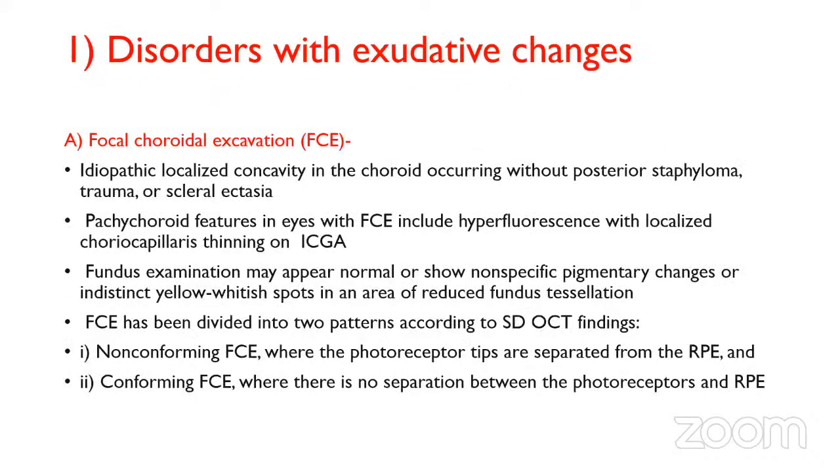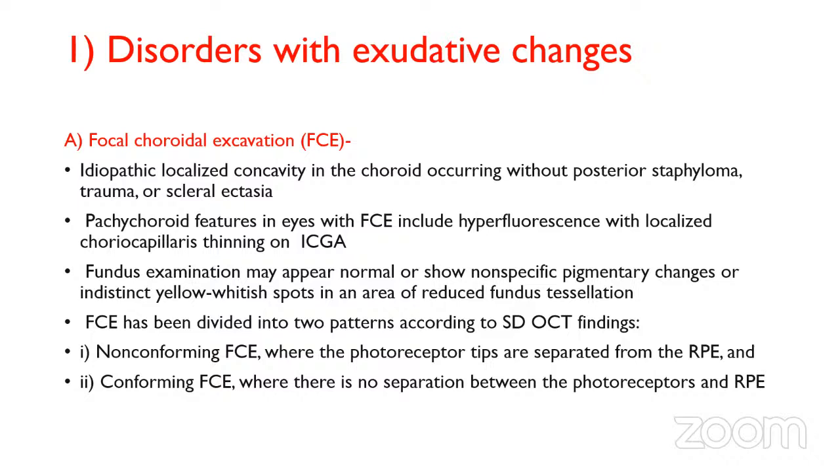So first come disorders with exudative changes. Number one is focal choroidal excavation. In this, there is idiopathic localized concavity in the choroid occurring without any posterior staphyloma, trauma, or scleral ectasia. Pachychoroid features in eyes with FCE include hyperfluorescence and localized choriocapillaris thinning on ICGA. Fundus examination appears normal or can show non-specific pigmentary changes like indistinct yellowish white spots.